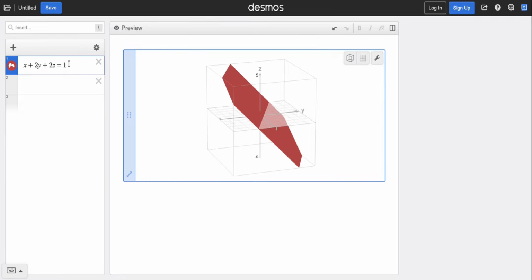So if this value of d is large, well, our plane is probably going to be further away from the origin, so this entire plane is going to be like right over here, and therefore there's going to be a greater distance to the point that we're focusing on.